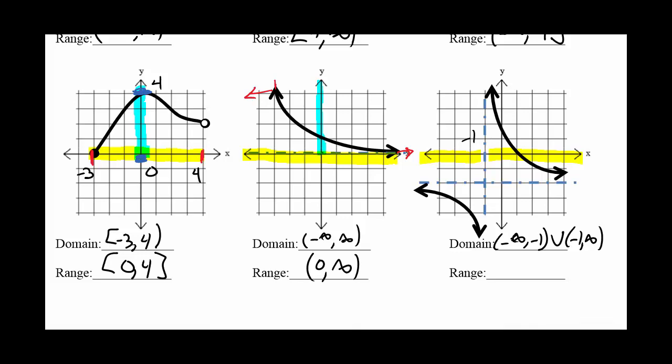Same thing with the range. I can see that there's a sort of a gap in the y values. So what number would that be? It looks like that's at negative 2. So I want anything before negative 2 and anything after negative 2.